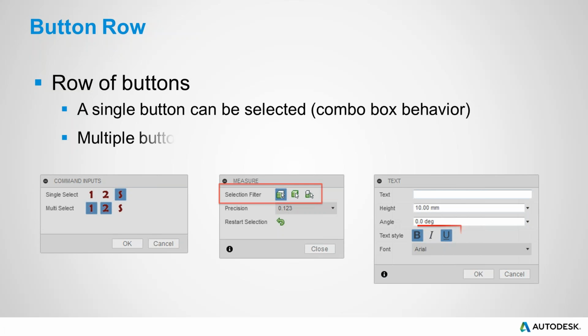And then the other one is multiple buttons can be picked at once. And so it uses that in the text style. So I can say bold and underline together, and I could add italics too. So any of the buttons can be picked, and multiples can be picked at once.